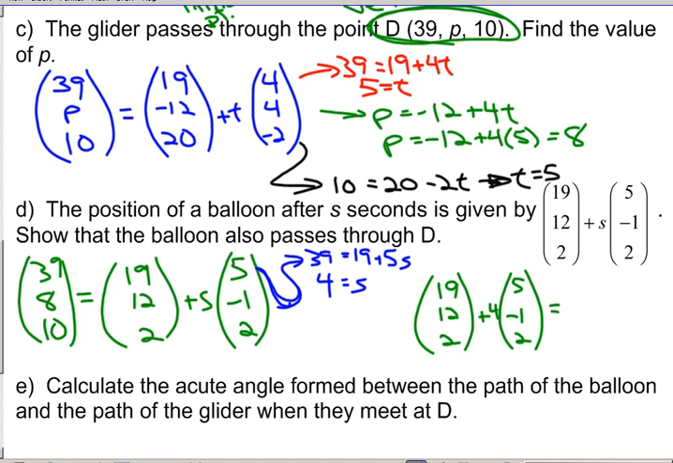Now let's see. This would be 19 plus 4 times 5. That's 39. 12 plus 4 times negative 1. That would be 8. And 2 plus 4 times 2. That's 10. Eureka! We actually do pass through this point D. That was 39, 8, and 10.